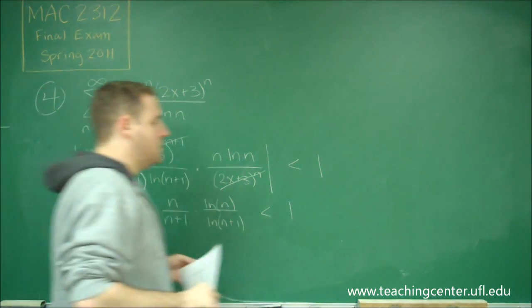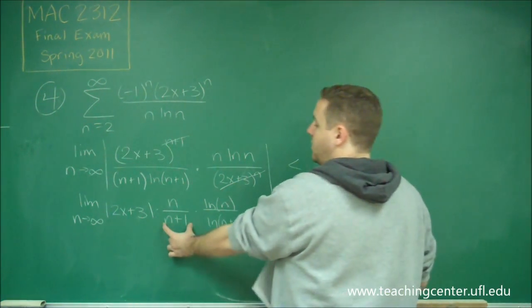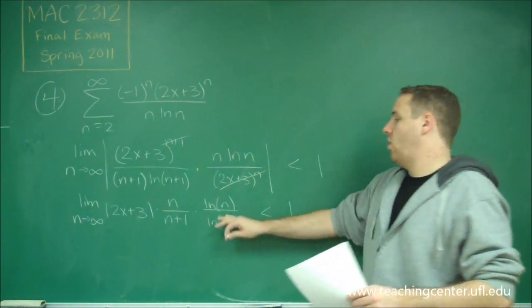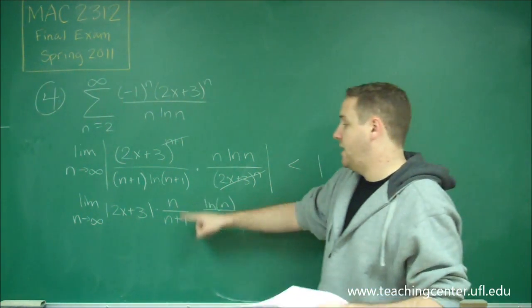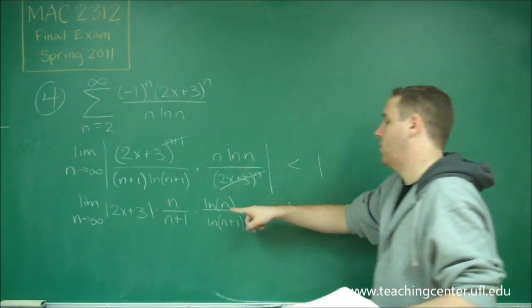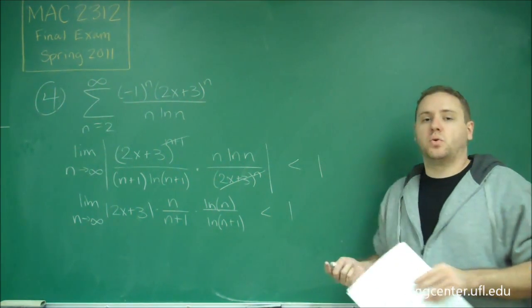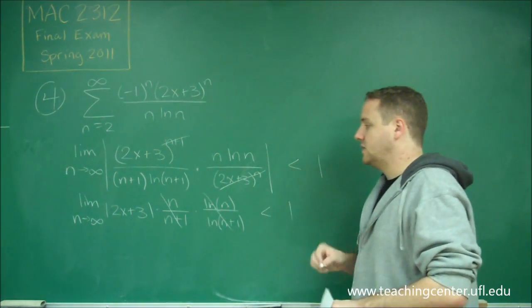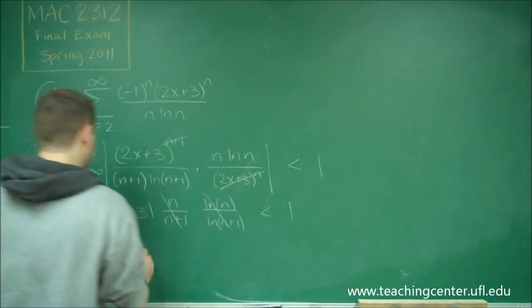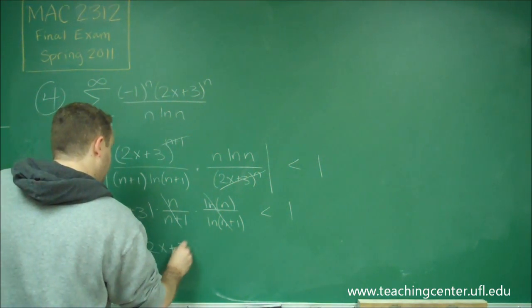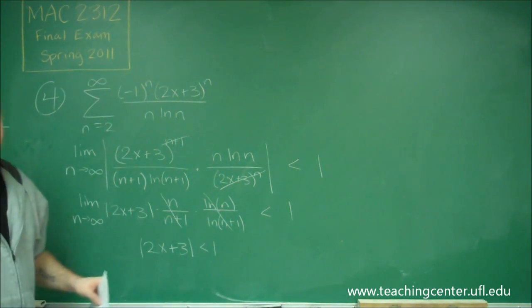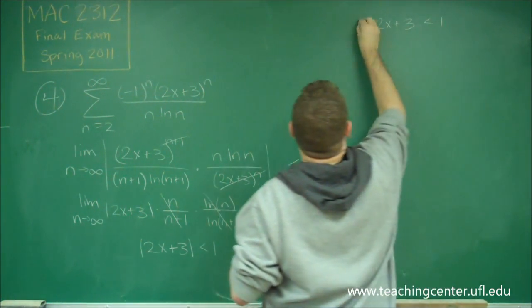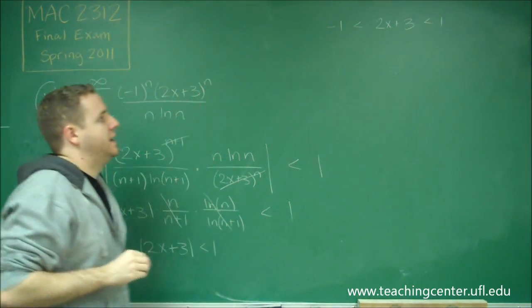What you want to notice here is that these two pieces, the n over n + 1 and the ln n over ln(n + 1), as n goes to infinity, are becoming the same thing. The n and the n + 1 are becoming the same thing, and ln n over ln(n + 1) is becoming the same thing. You can, of course, test those by using L'Hopital's rule. But this is 1, and this is 1. So everything cancels out except what we have here. So we know that the absolute value of 2x + 3 has to be less than 1, which means 2x + 3 is in between 1 and negative 1.